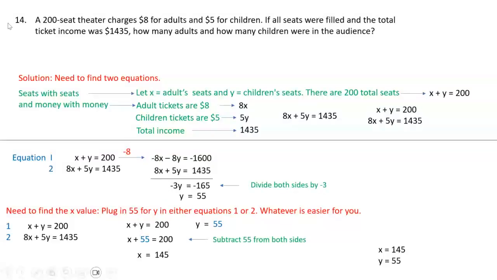But that's not what they're looking for. They're looking for how many adults and how many children were in the audience. Recall from the beginning, if x equals adults and y equals children, then it's going to be 145 adults and 55 children that were in the theater.